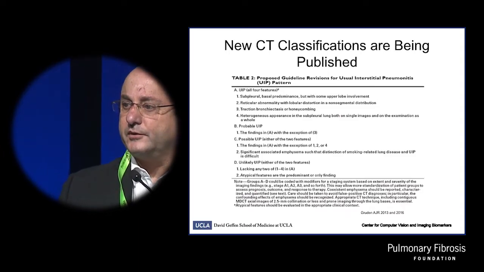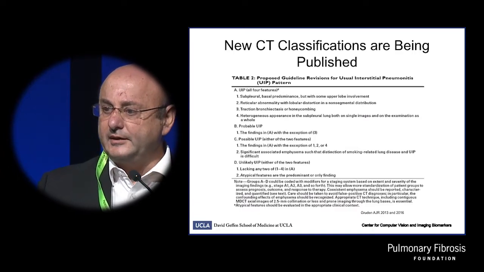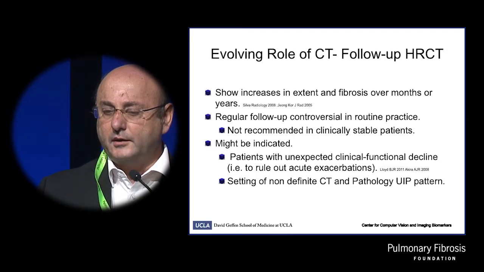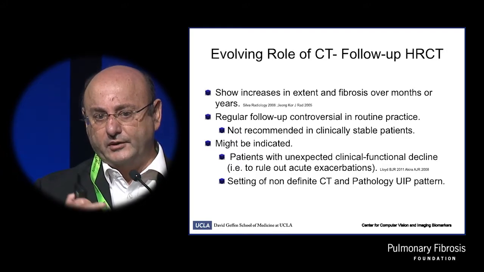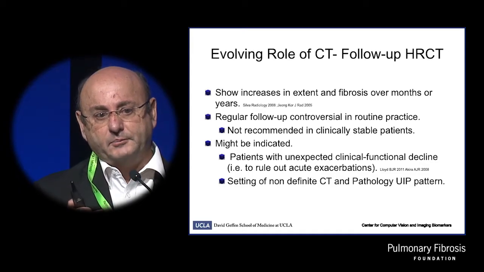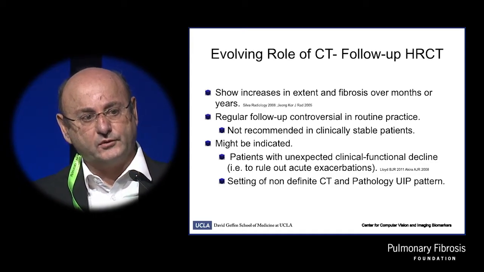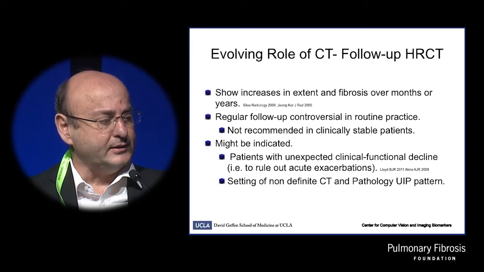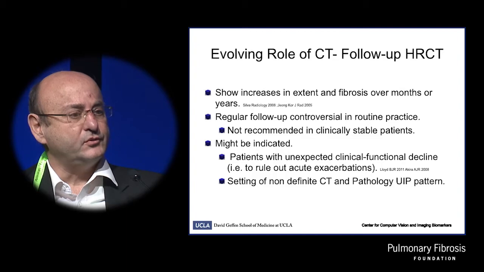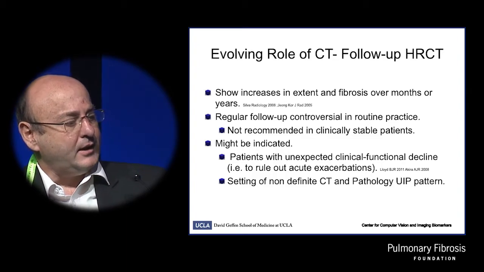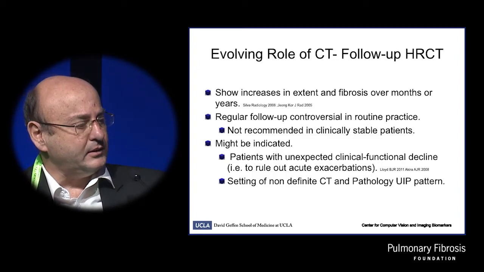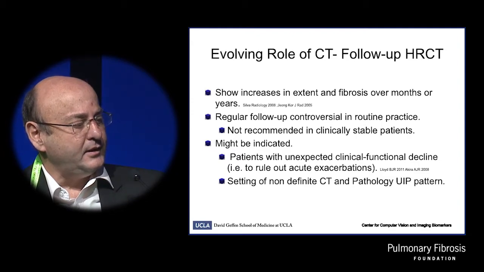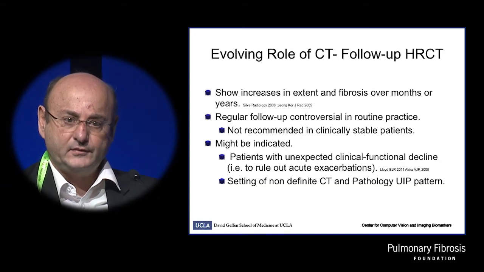If you look at the textbooks today, the role for CT in follow-up is only if the patient is getting worse, either for reasons you're not sure about or you think it's the IPF and you want to know maybe how much worse it's got. But it's not used actively in surveillance, and no insurance plans right now will cover it. So it remains controversial what to do in routine practice, but it is increasingly being looked at in patients with unexpected clinical and functional decline and in the patients who have non-definite CT.